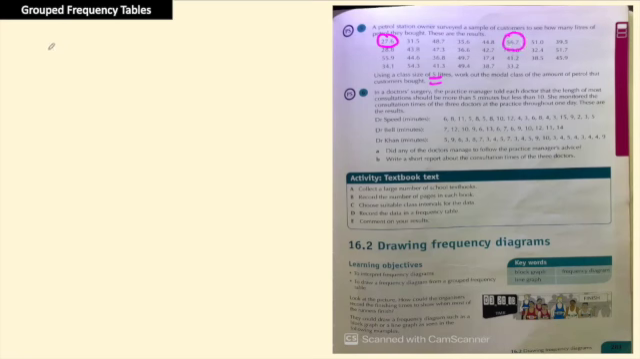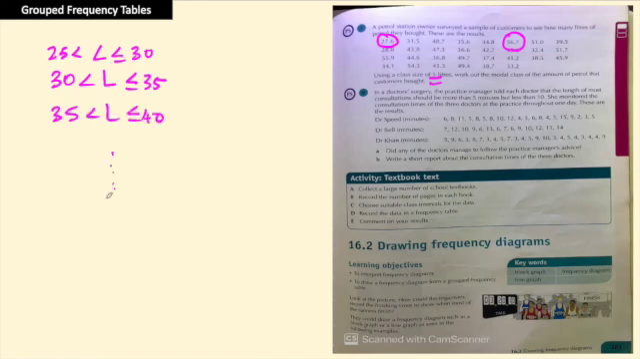So we can write the intervals from 25 less than the liters less than or equal to 30. Again, 30 less than liters less than or equal to 35. 35 less than liters less than or equal to 40, and we need to continue until 55 less than liters less than or equal to 60, and then you can mark the tally marks and find the frequency. That's all for this lesson.